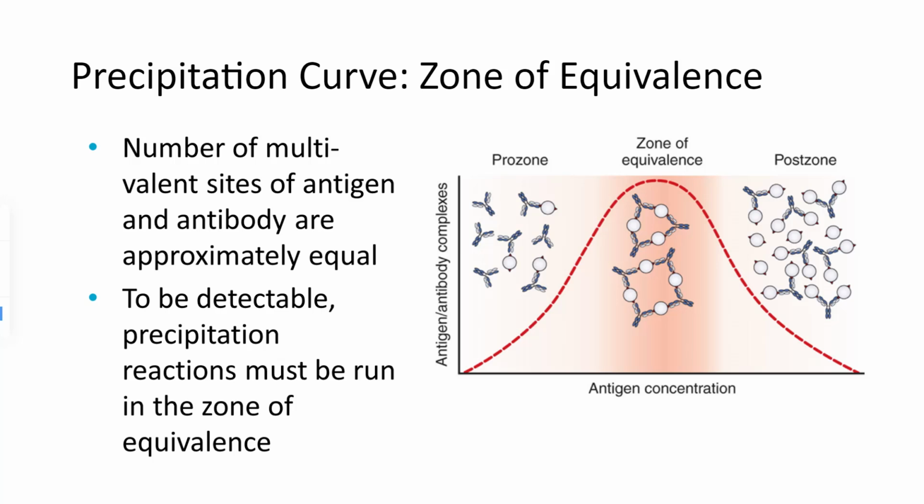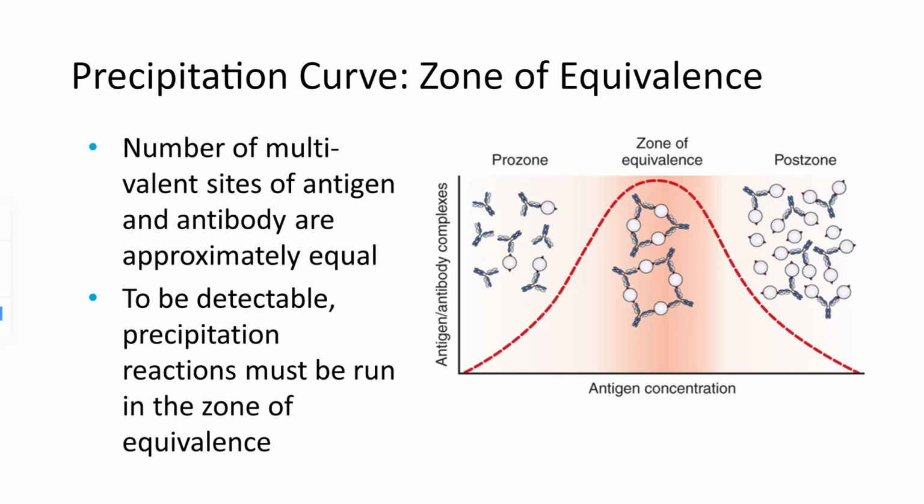So even if a person had a particular antibody in the serum, or if they had a particular antigen in the sample, if the concentration is unknown and we don't add the correct amount of antibody or antigen to it, we may never detect it. So it could go undetected just based on concentration issues. So the number of multivalent sites of the antigen and antibody are approximately equal.